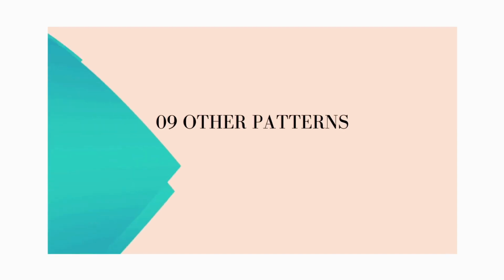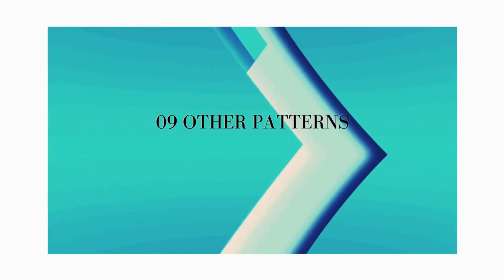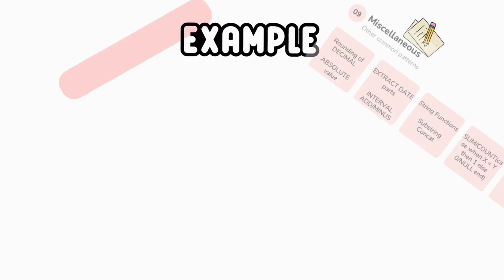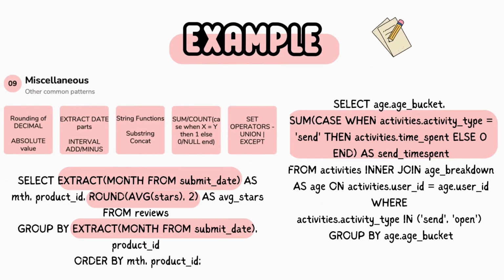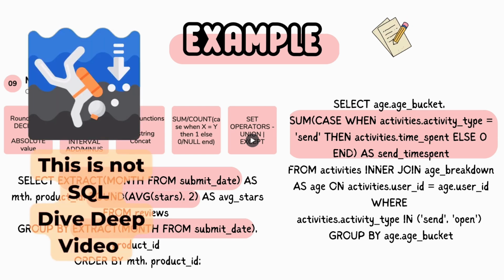So once window functions are done, there were some other SQL patterns which I cannot create a different category altogether for, but these are worth mentioning and you should remember them when going into any SQL interview. You may have 5 digits after the decimal point, but in the output you just want the first 2 digits, right? So you may want to round your decimal values. You may want to use absolute value also.